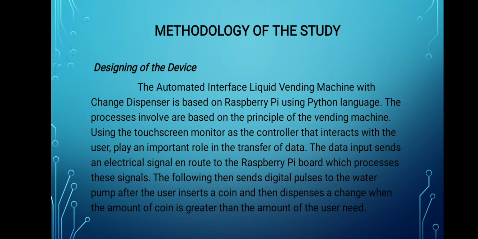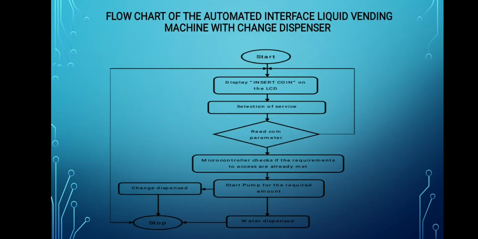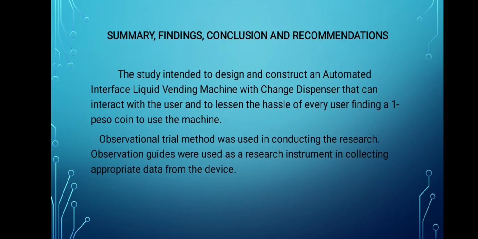The Raspberry Pi then sends digital pulses to the water pump after the user inserts a coin, and then dispenses change when the amount of the coin is greater than the amount the user needs. Here we have our design of the automated interface liquid vending machine with change dispenser.